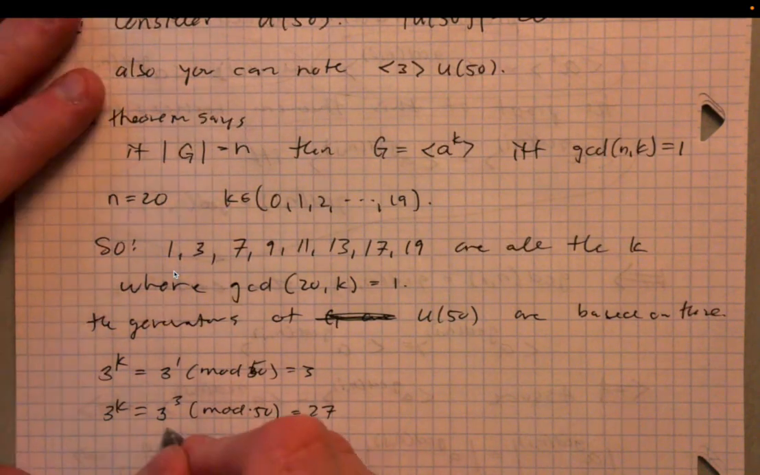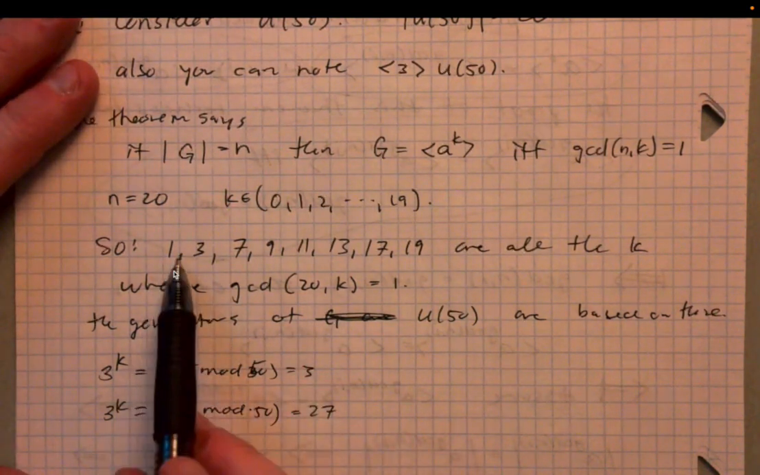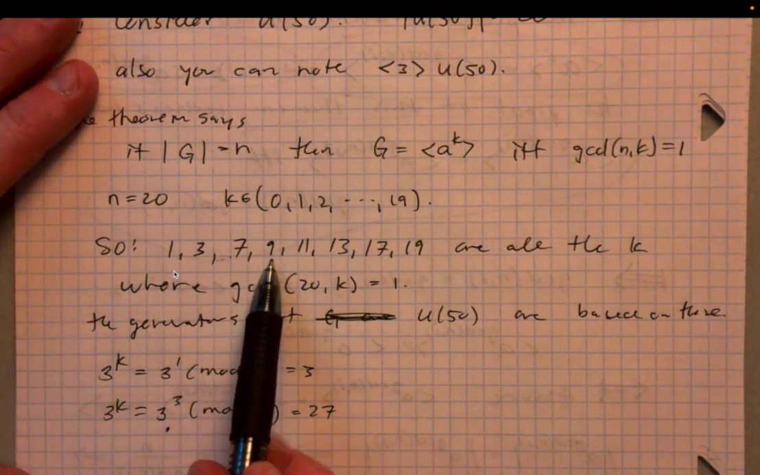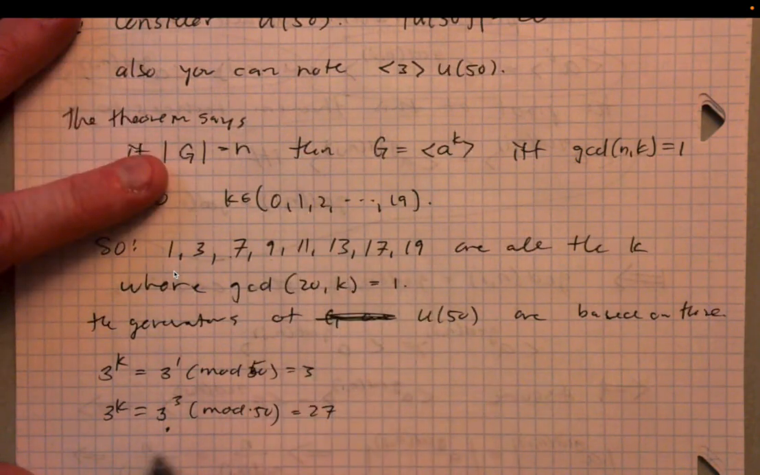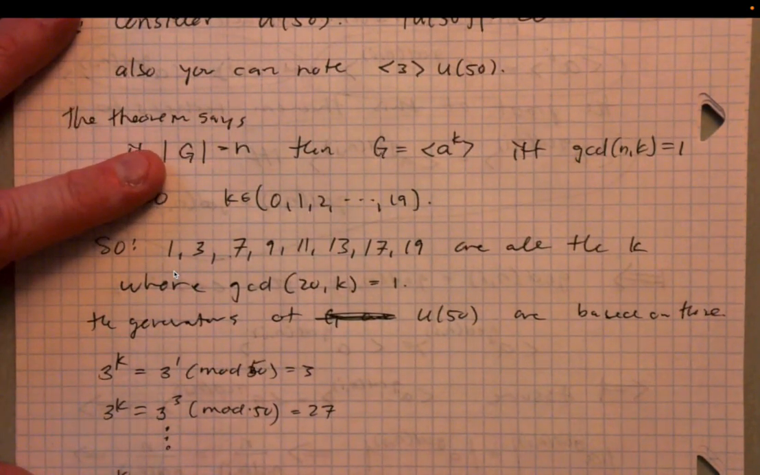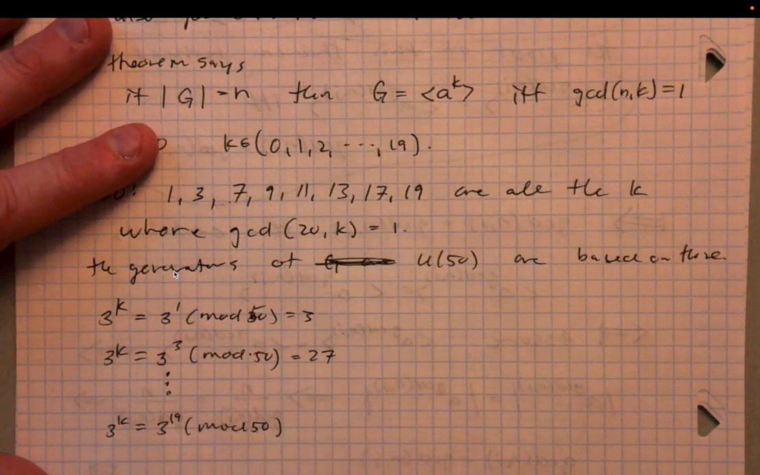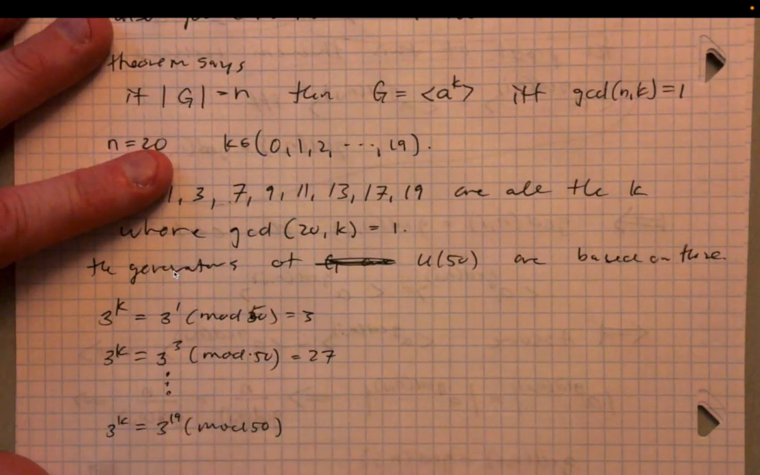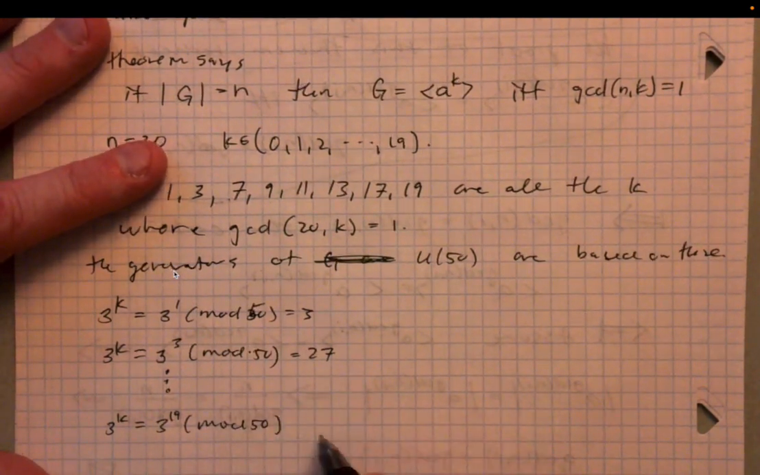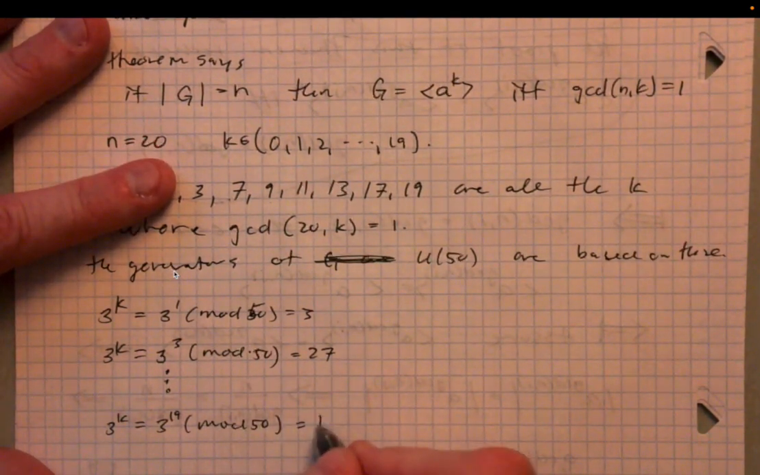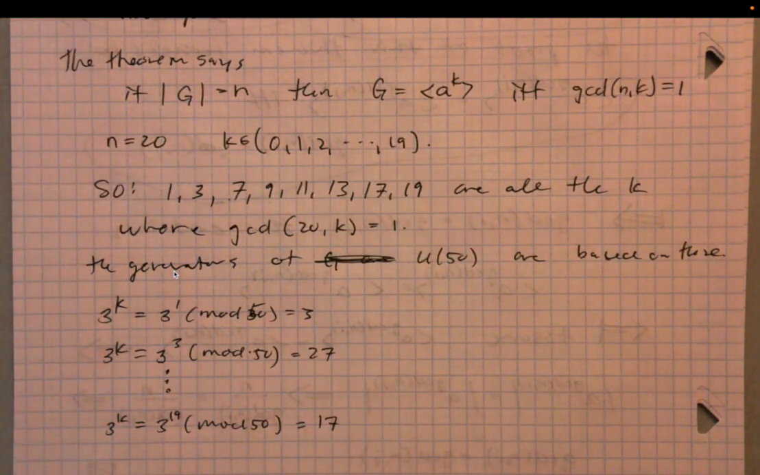Right, and so on. And I can just go down the list, 3 to the k, right? The next one would be 3 to the 7th, then 3 to the 9th, 3 to the 11th, 13, and so on. And so the last one on the list would be 3 to the 19th here. So 3 to the 19th power mod 50. Well, it turns out you can plug that in. It's a gargantuan number, but it turns out that that's equal to 17, when you identify the least residue there, and it's 17.